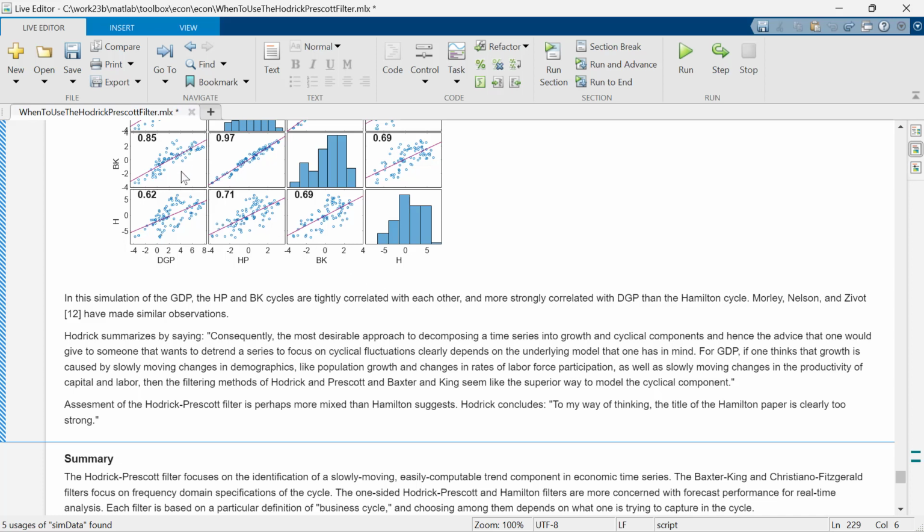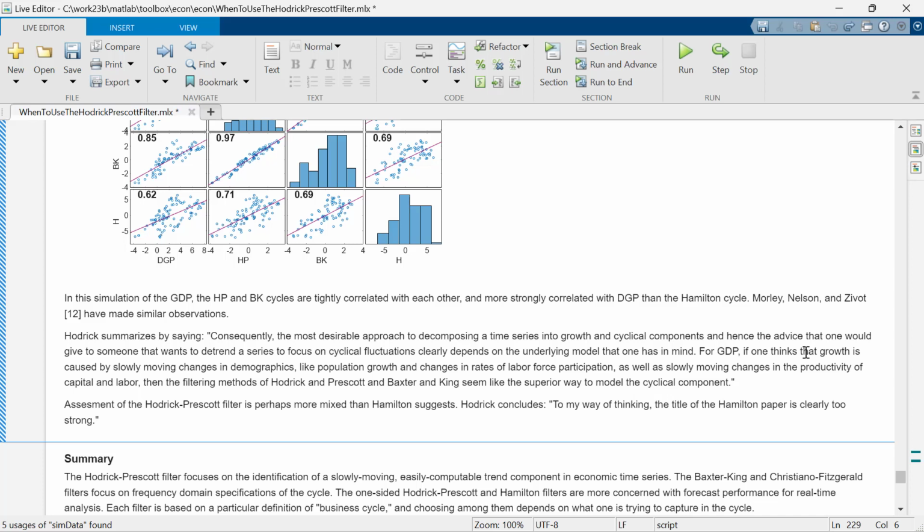And by superior, he's basing it on evidence such as this about how well the different filters capture the true cycle in simulated economic data like this. So to sum up and to rebut Hamilton, what Hodrick finally concludes is that, to my way of thinking, the title of the Hamilton paper, which was Never Use the Hodrick-Prescott Filter, is clearly too strong. And I think that's accurate.